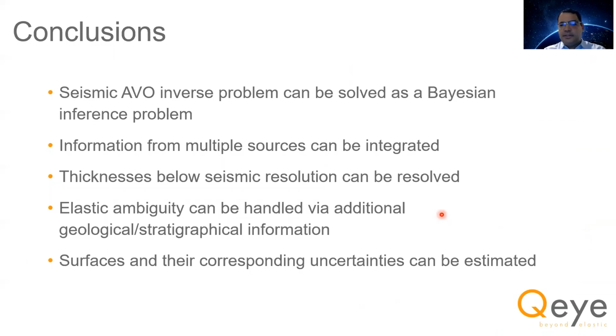So finally, to conclude, as I showed you, the seismic inverse problem can be solved as a Bayesian inference problem. What is very important about this approach is that information from multiple sources can be integrated, and thicknesses below seismic resolution can be resolved. Our synthetics demonstrated how elastic ambiguity can be handled by integrating additional geological or stratigraphic information. And more importantly, surfaces and their corresponding uncertainties can also be estimated.